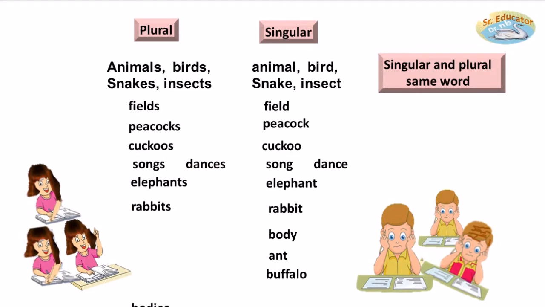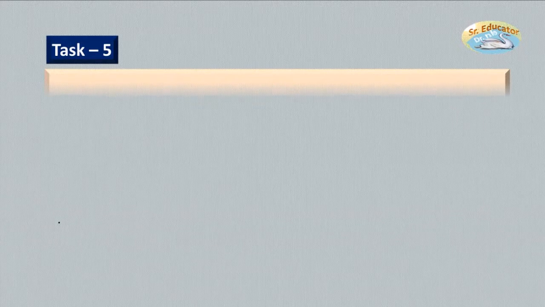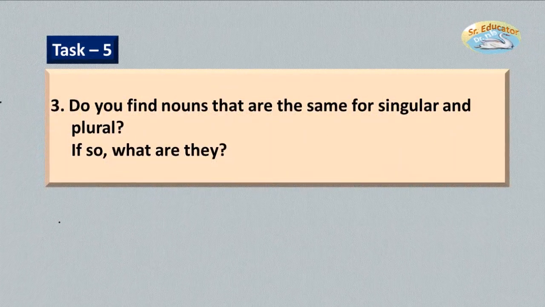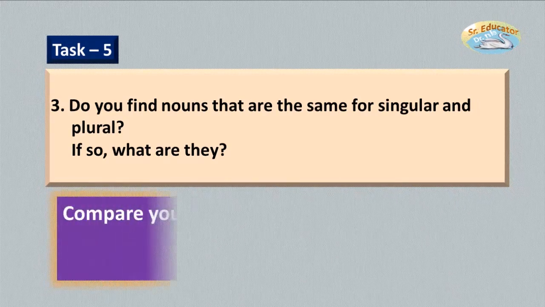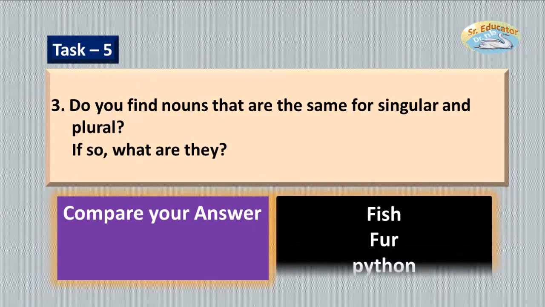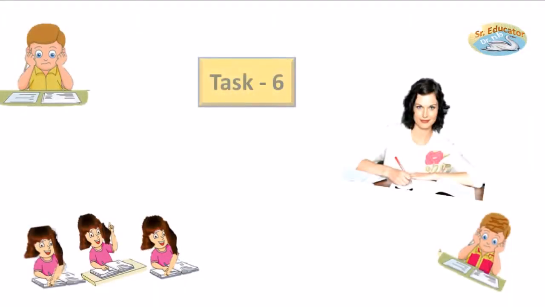For some nouns, singular and plural have the same word: fish, fur, deer, python. Students, you identified that some nouns have singular and plural same word. You can learn about such nouns in the next classes.